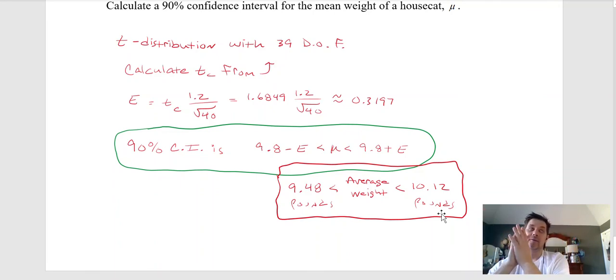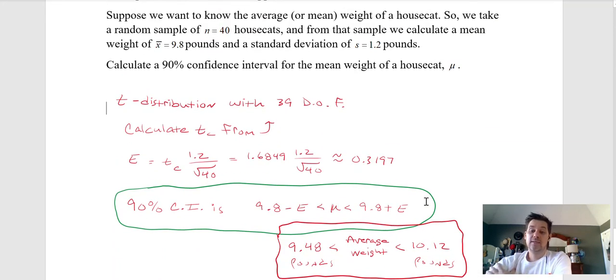And that's the most that we can do in a discipline like statistics. I can narrow it down. I can tell you how confident. I can tell you what the probability is that I'm right. I got a 90% chance of being right about this, that the average weight of a house cat really is between 9.48 and 10.12 pounds. But that's as far as we can take it.